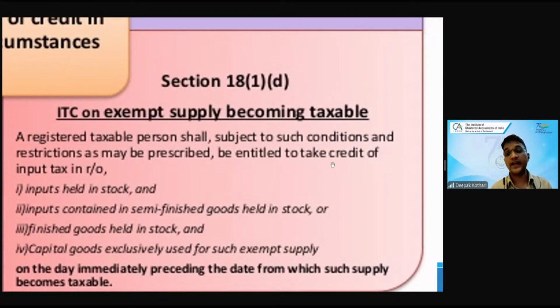So a registered taxable person shall, subject to such conditions and restrictions as may be prescribed, be entitled to take credit of input tax in respect of inputs held in stock, inputs contained in semi-finished goods, and the finished goods held in stock, and the capital goods which are exclusively used for such exempt supply on the day immediately preceding the day from which such supply became taxable supply.